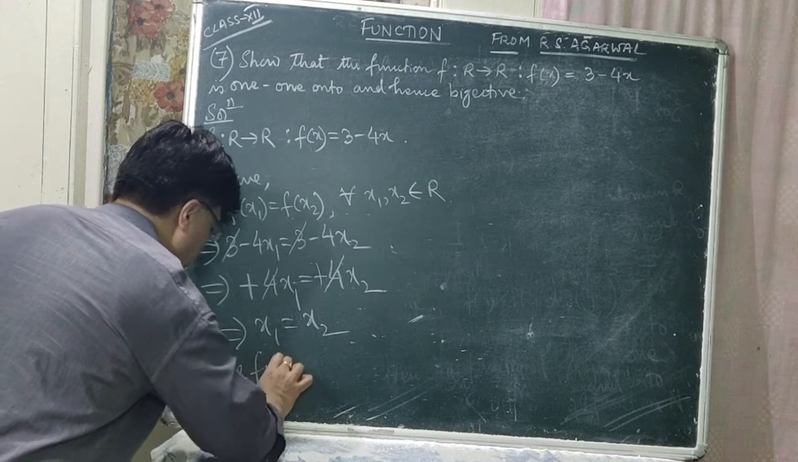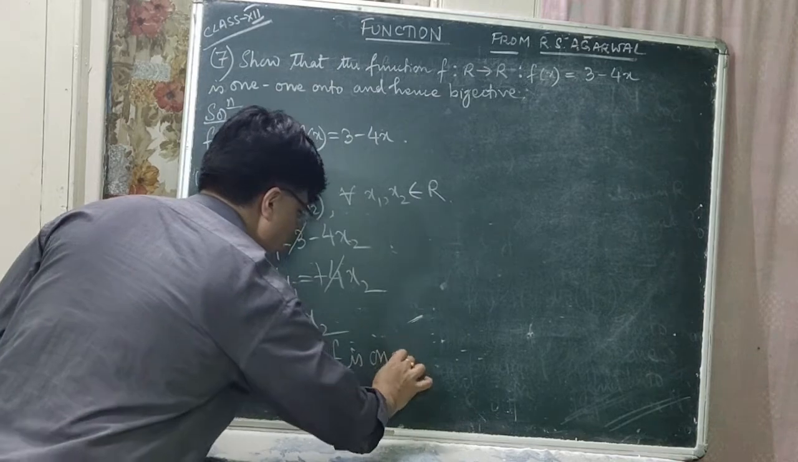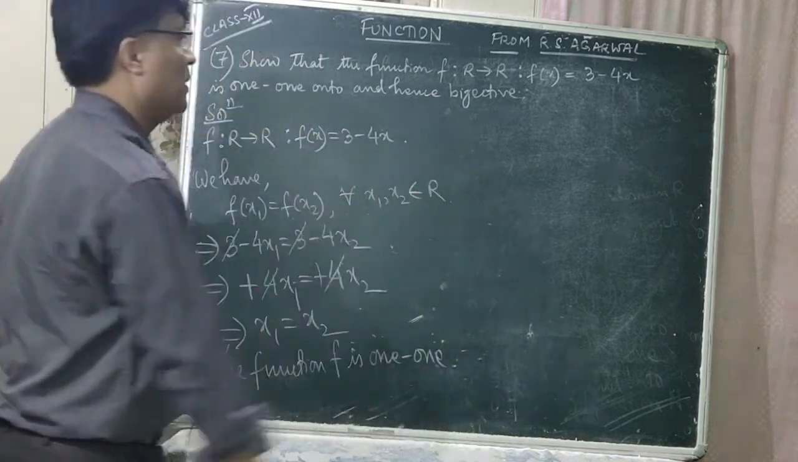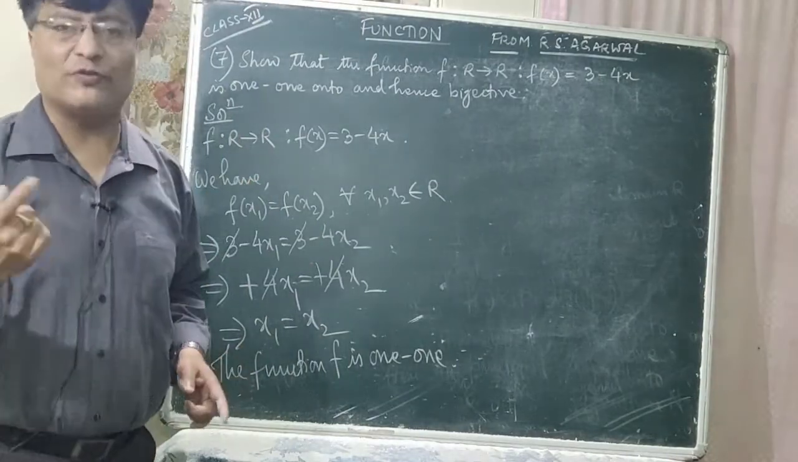Therefore the function f is one-one. Now what is to be proved? We have to prove that f is an onto function now.